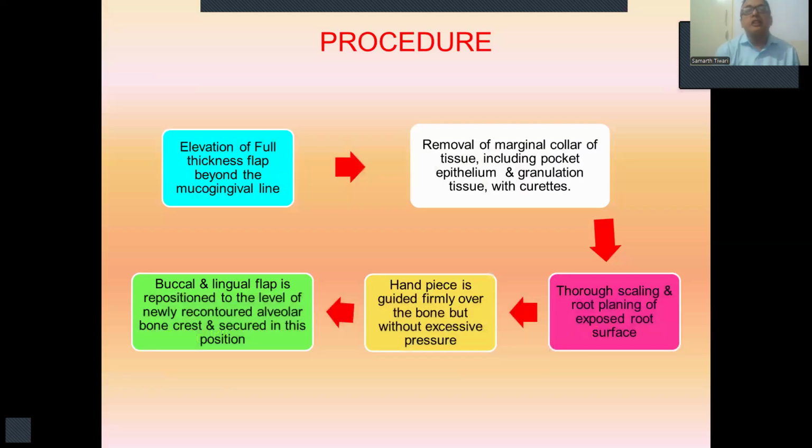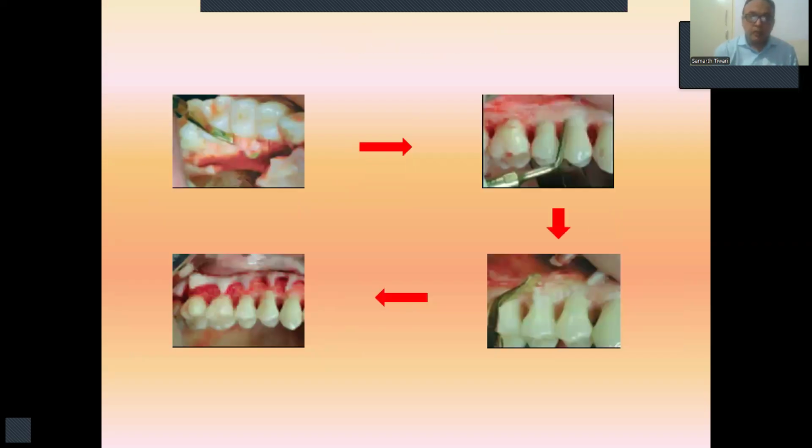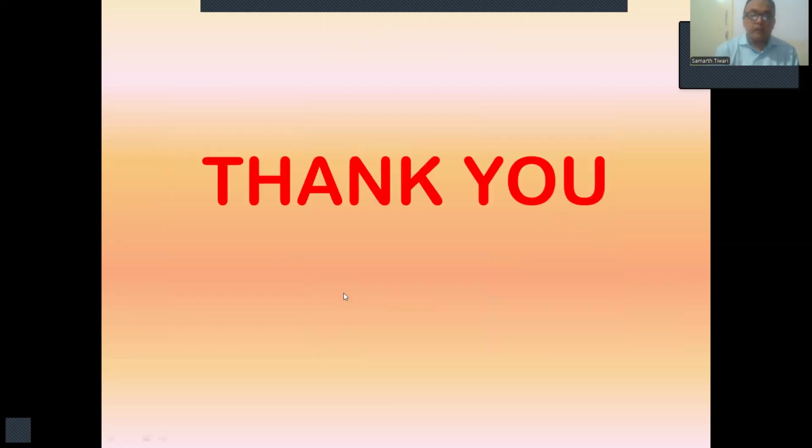Procedure: elevation of a full thickness flap beyond the mucogingival line, removal of the marginal collar of tissue including pocket epithelium and granulation tissue with curettes, and thorough scaling and root planing of the exposed root surface. The handpiece is guided firmly over the bone but without excessive pressure. Buccal and lingual flaps are repositioned to the level of the newly recontoured alveolar bone crest and secured in this position. Here we can see the procedure. Thank you.